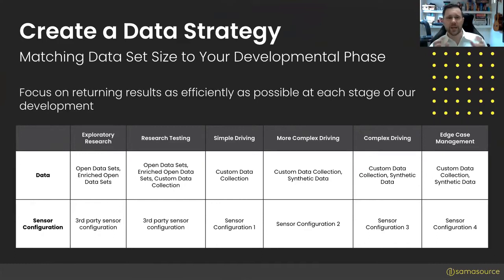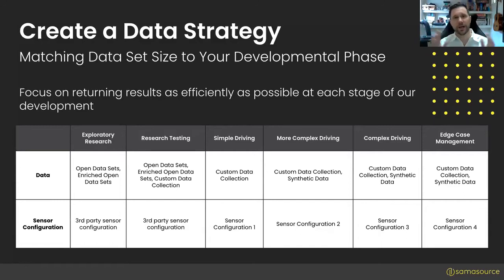The key takeaway here is you want to match your dataset size to your development size. So you want to return results as efficiently as possible at each stage. The real reason for this is that early on in your development phase, you're going to change your sensor configuration many times throughout your development process. It's very highly likely. I'm yet to see an AV partner that had a sensor configuration at the very beginning that was the same when they were further along in the project.